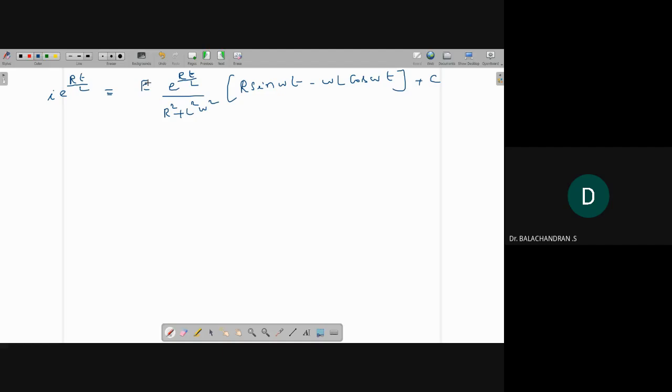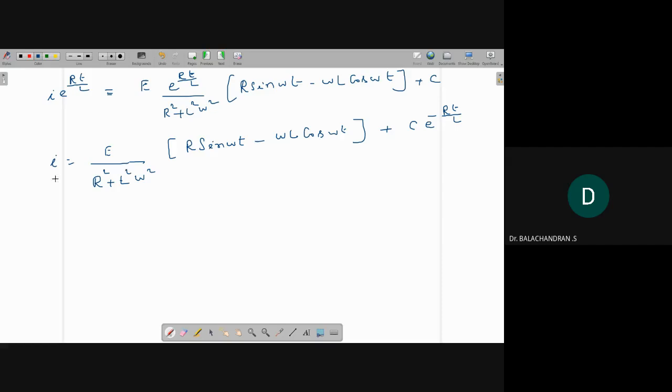Now throughout divide by e power RT by L because I need I in terms of t. So I equals E by R square plus L square omega square, into R sin omega t minus omega L cos omega t, plus C, divided by e power RT by L, or C into e power minus RT by L. So this is the required answer, the current I in terms of t.